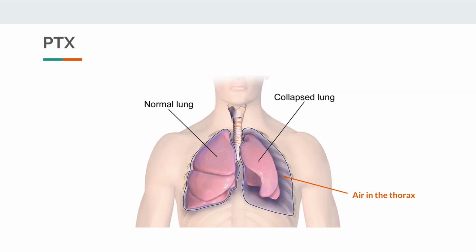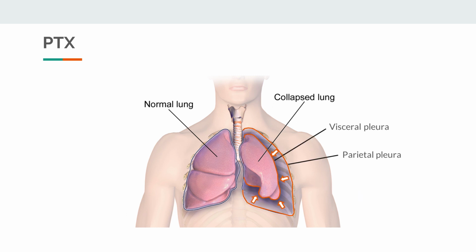So pneumothorax literally means air in the thorax. When air gets into the pleural space, usually due to trauma, the visceral pleura separates away from the parietal pleura. The negative pressure generated by the thoracic cavity is no longer translated to the lungs and it collapses.